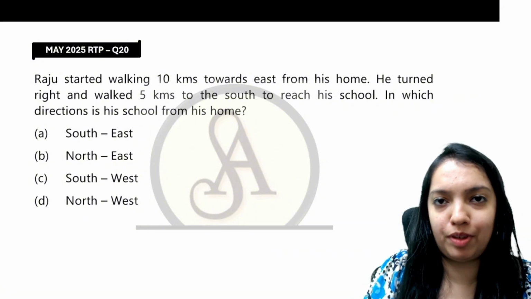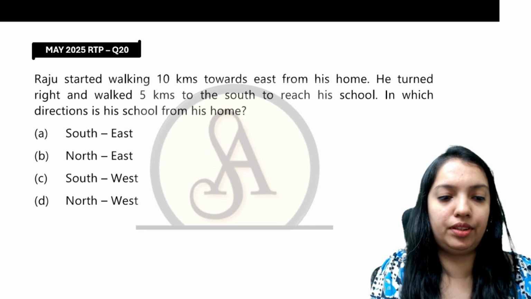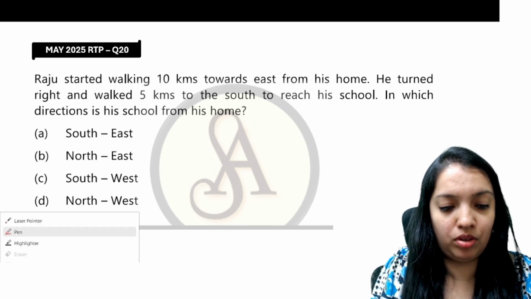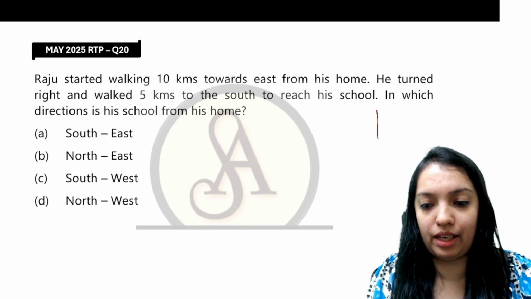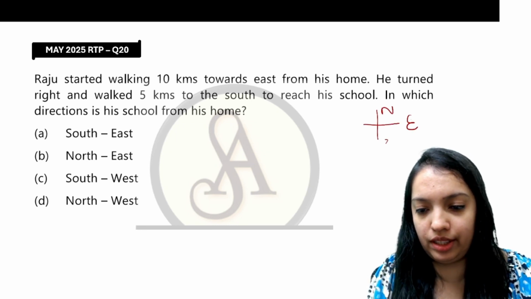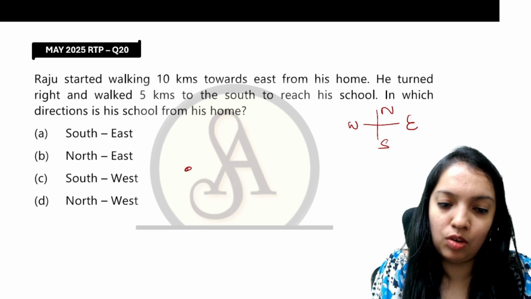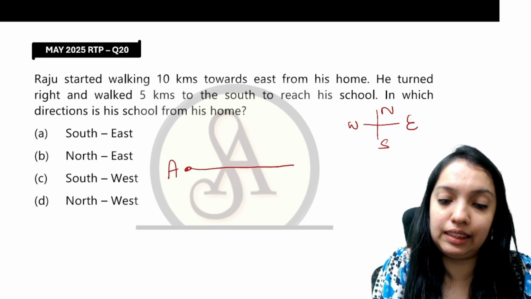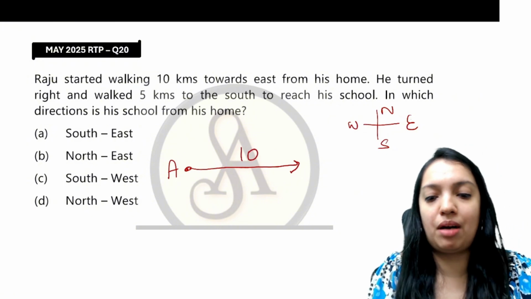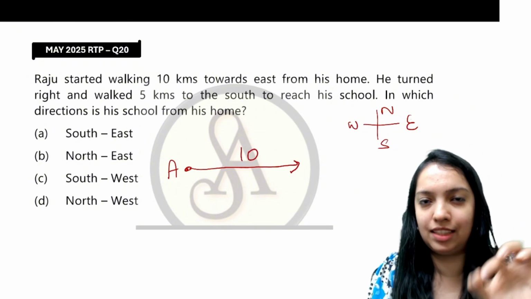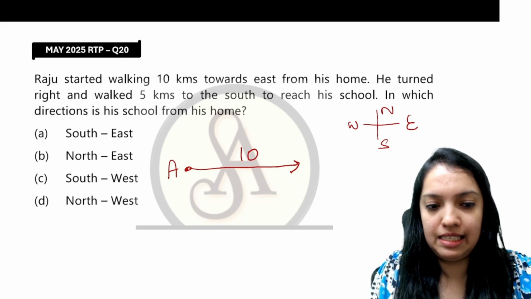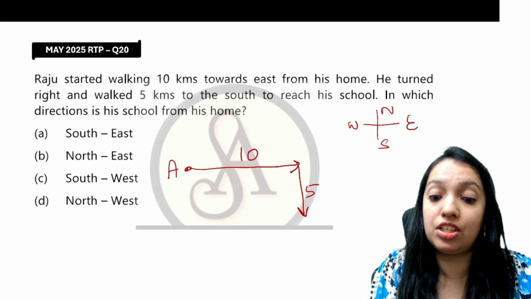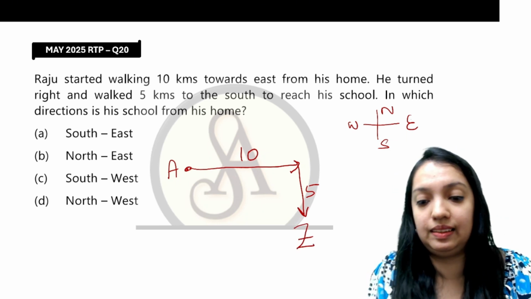Again, another question from the direction sense chapter. Raju started walking 10 kilometers towards east. I hope you all remember how to draw the diagram of directions: north, east, south, west. We always take the starting point as A, 10 kilometers towards east direction from his house. So A has to be considered as the house. He turned right and went for 5 kilometers to reach his school. We will consider that as Z.